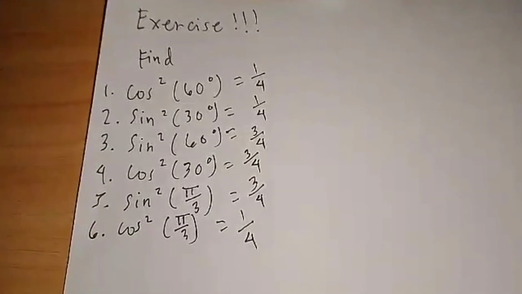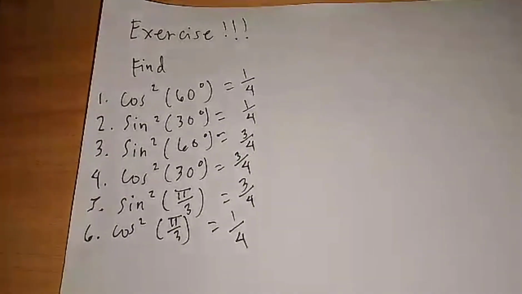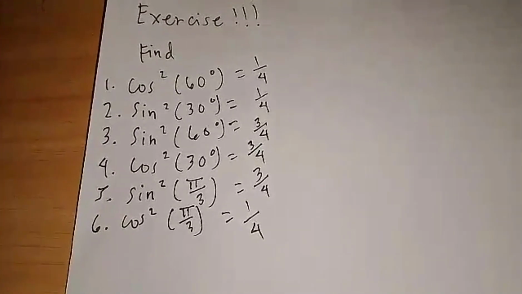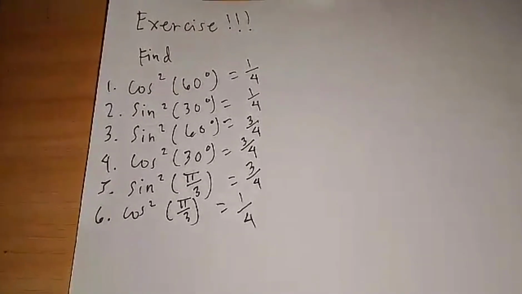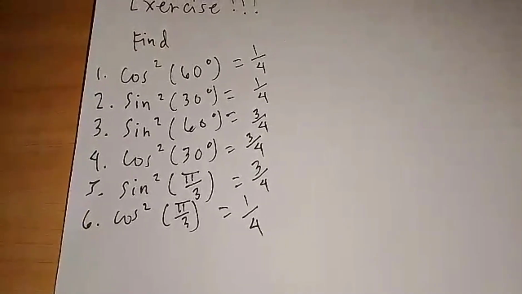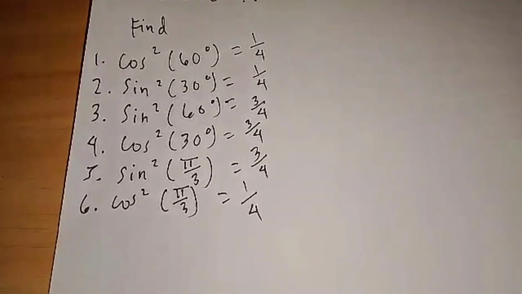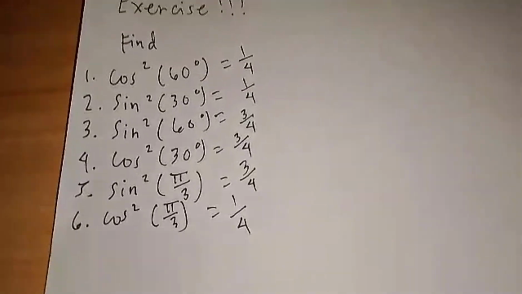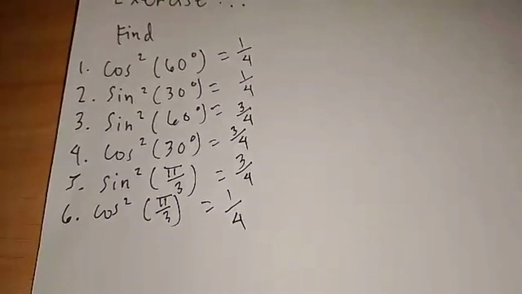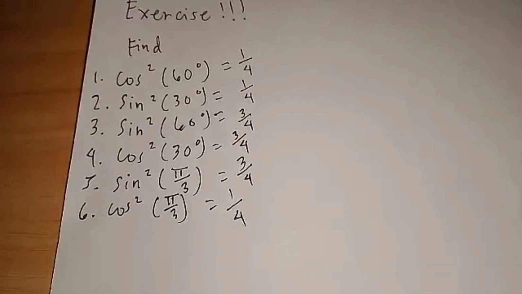Have some exercise. The exercises already have answers. Cosine squared 60 degrees equals 1/4. Sine squared 30 degrees is equal to 1/4. Sine squared 60 degrees is 3/4. Cosine squared 30 degrees is equal to 3/4. Sine squared pi over 3 equals 3/4, and cosine squared pi over 3 is equal to 1/4.